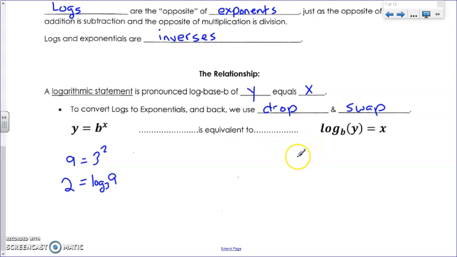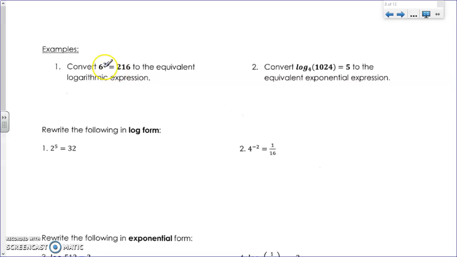Okay. So here, if we have 5 to the 3rd equals 125, that will be the same thing as log, drop the base, swap x and y. So log base 5, 125 equals 3. Okay, so that's what we're going to do there. So let's move on and let's convert this exponential form, 6 to the 3rd equals 216, to a logarithm. So we're going to have log. We're going to drop the base down. That's a subscript. And then we're going to switch the x and the y. So the exponent becomes the base and the base there.